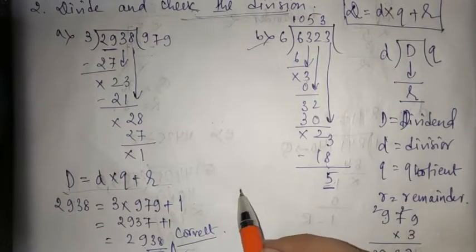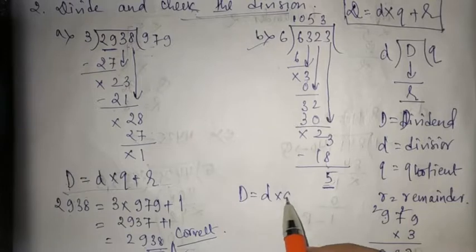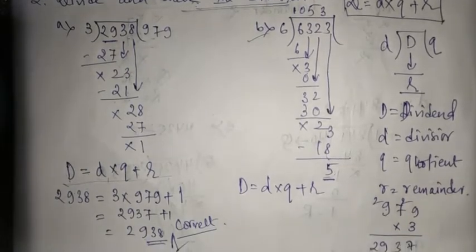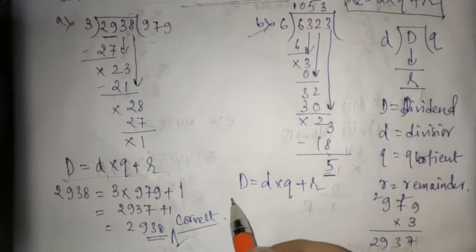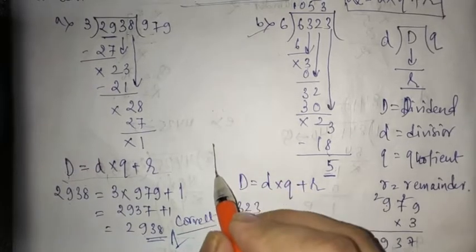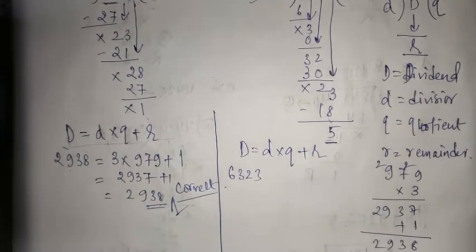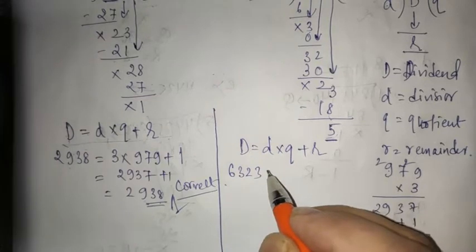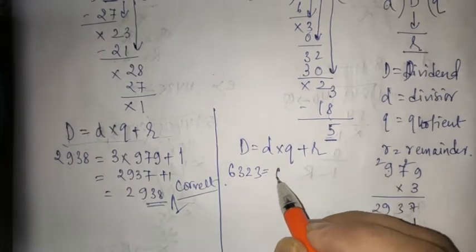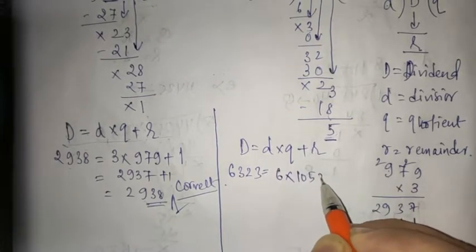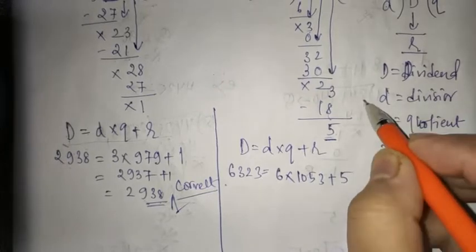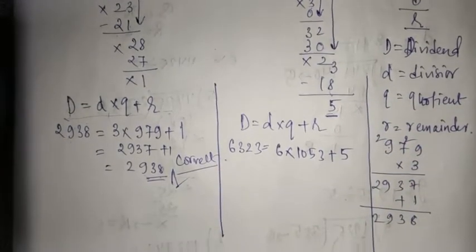Okay, so now cross-check: D into Q plus R. So what is your dividend? 6323. Let me make a border here so that you will not get confused. So 6323 is equal to, what is the divisor? Divisor is 6. What is the quotient? 1053 you got, plus what is the remainder? You got 5. So let me make a border here also.